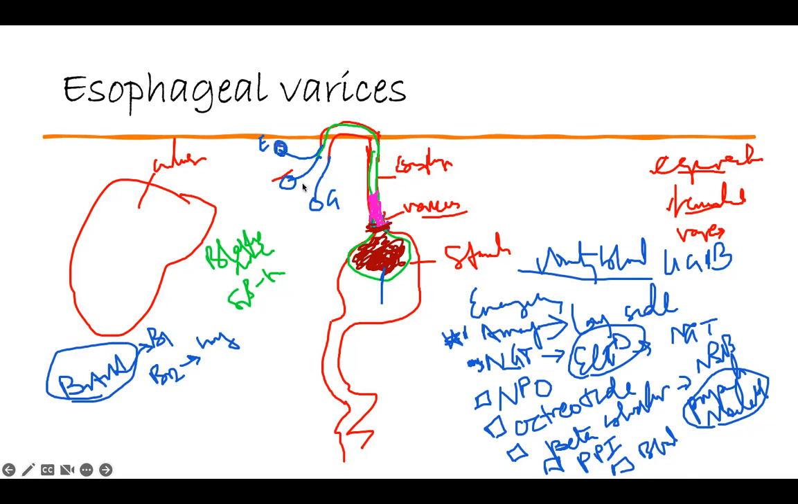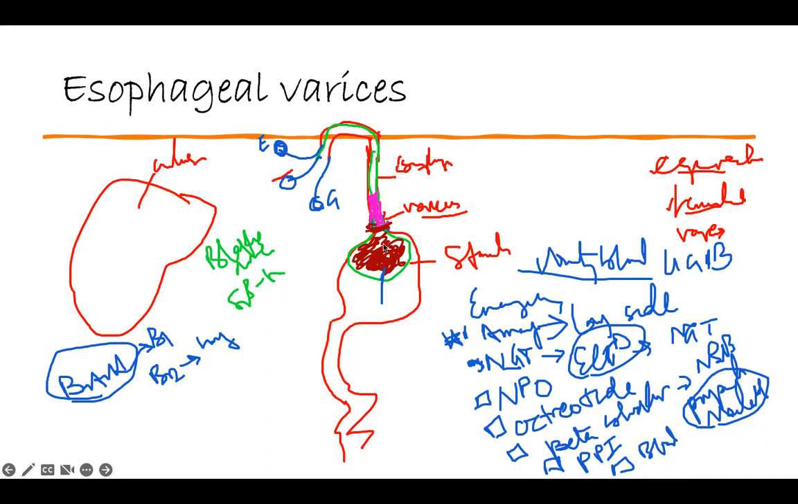So you inflate this, and that inflates the esophageal balloon. You inflate this, and that inflates the gastric balloon, and that puts pressure on the varices, and they stop bleeding. And so this is what happened. This is the treatment in case the patient continues to bleed, the SB tube or Blakemore.